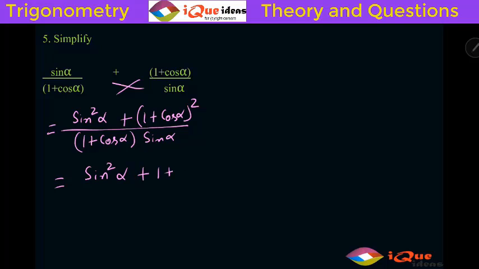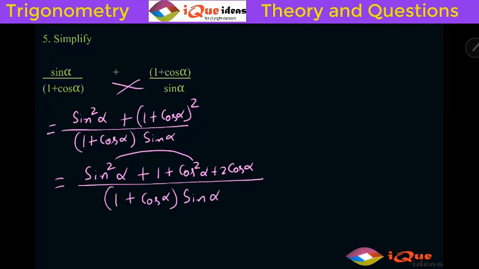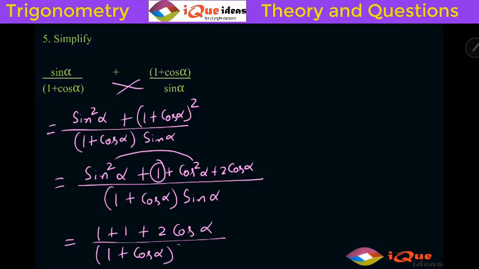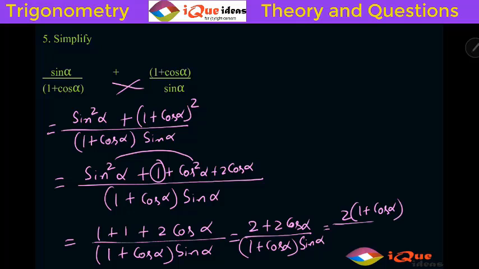If you open it, it will be 1 plus cos square alpha plus 2 cos alpha. It is a simple application of (a plus b) whole square. Divide by (1 plus cos alpha) into sin alpha. Now you see sin square alpha plus cos square alpha will be equal to 1, and there is already a 1. So it is 1 plus 1 plus 2 cos alpha divided by (1 plus cos alpha) into sin alpha. So it is equal to 1 plus 1 is 2, 2 plus 2 cos alpha divided by (1 plus cos alpha) into sin alpha. So in numerator if you take 2 common you will get 1 plus cos alpha, and in denominator we already have (1 plus cos alpha) into sin alpha.